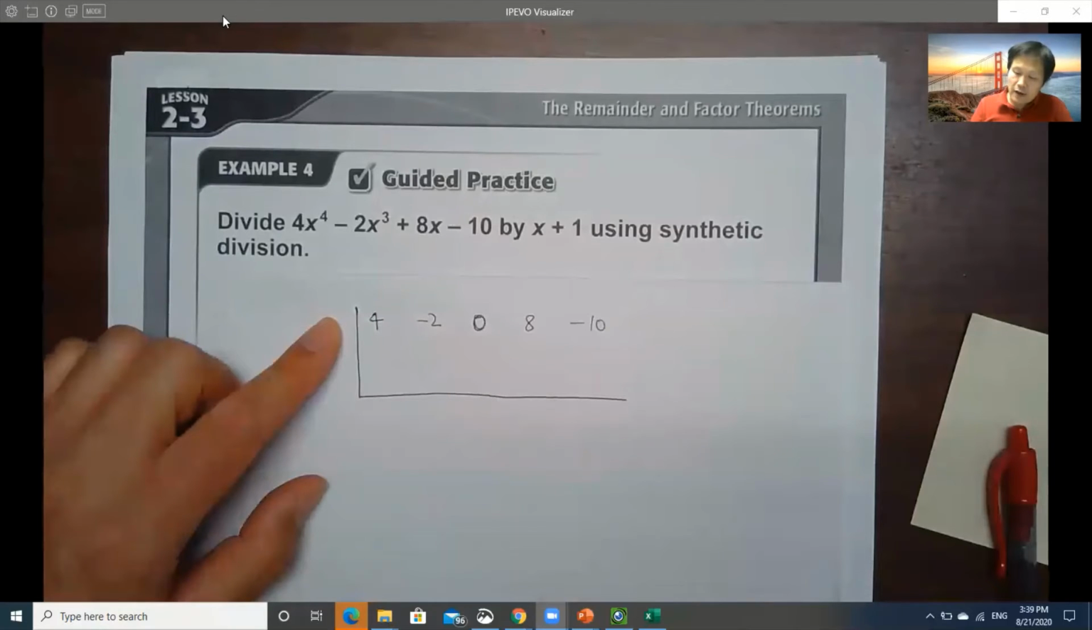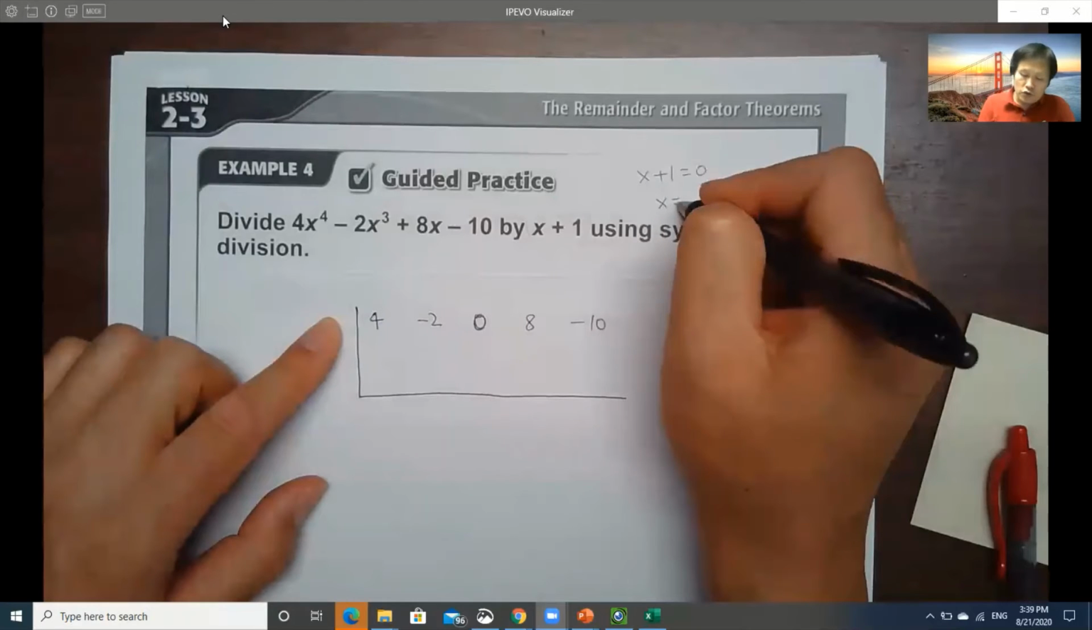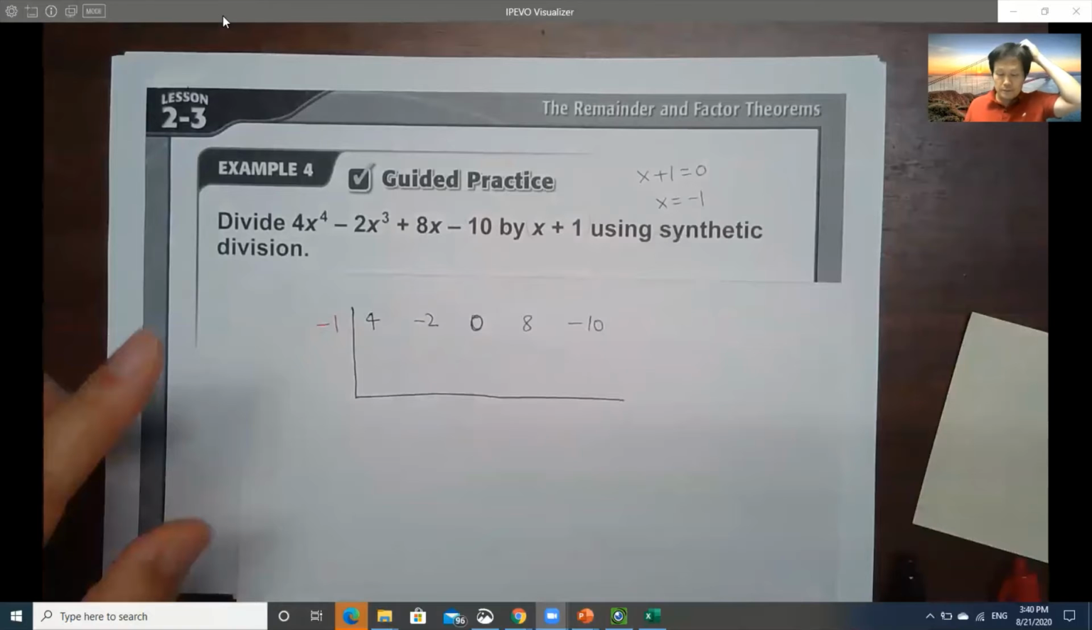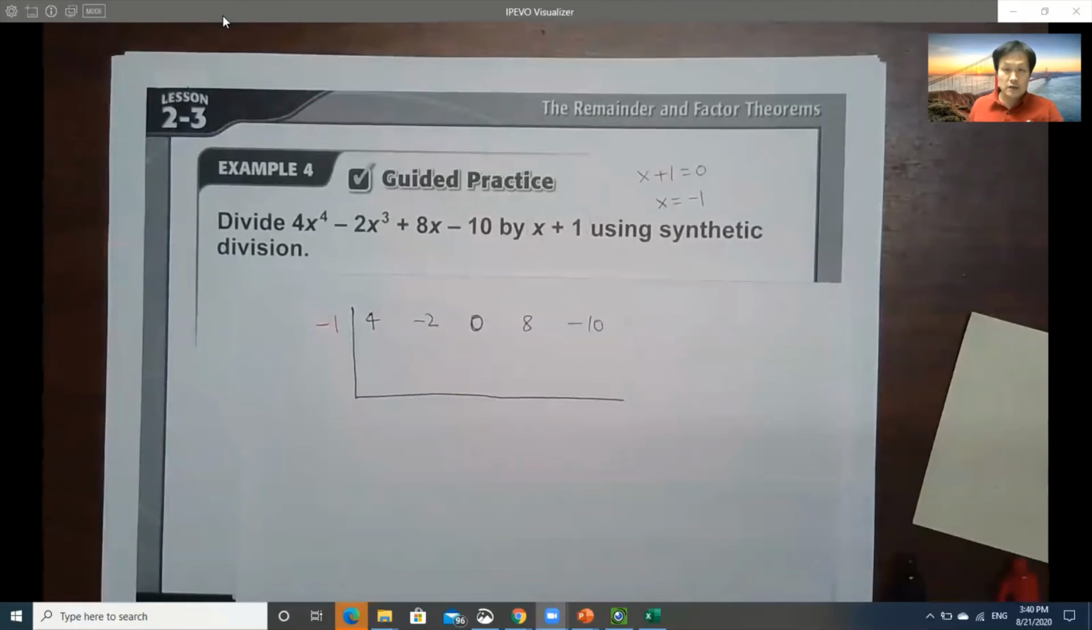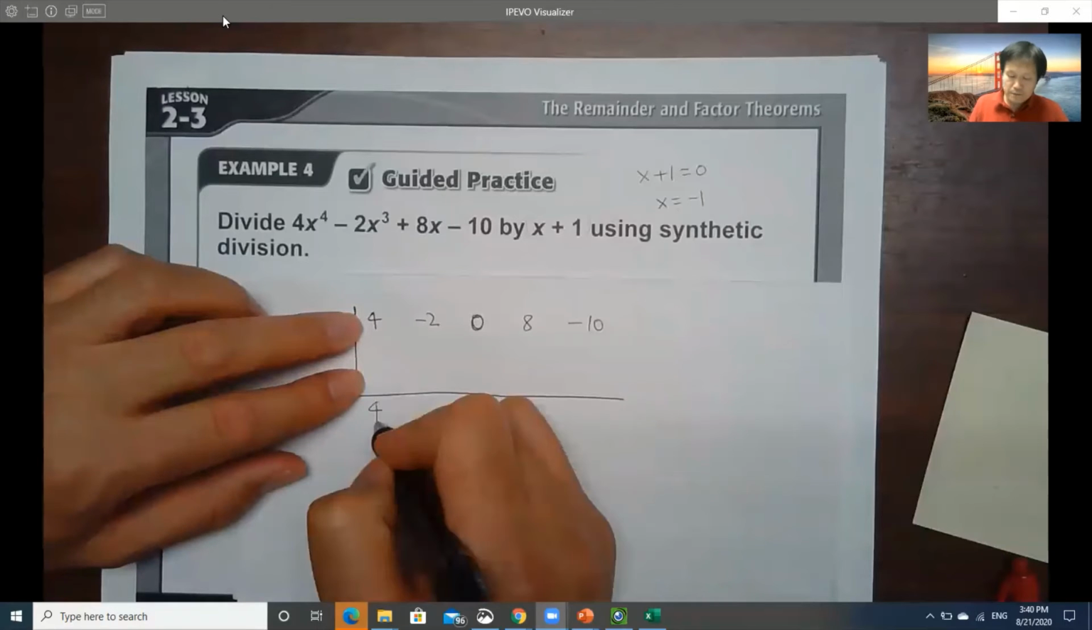Let that divisor equal to 0. Solve for x. X equal to minus 1. So you need to write minus 1 here. So be careful. Then rest of them is exactly the same. Add 4 plus nothing is a 4.